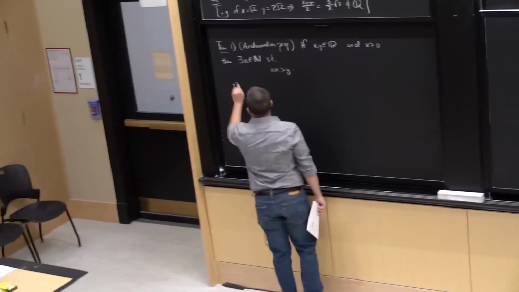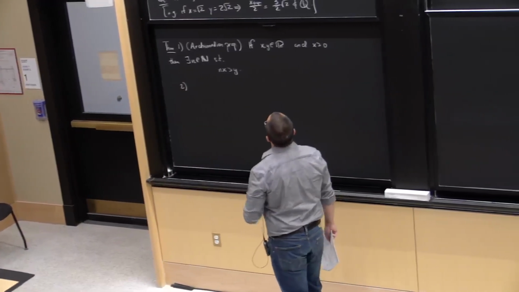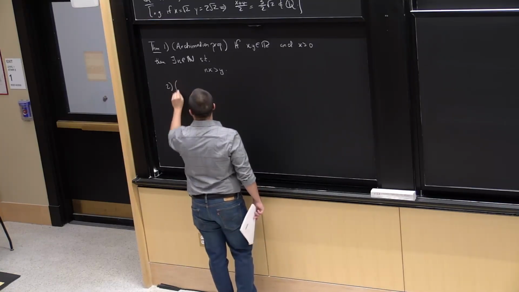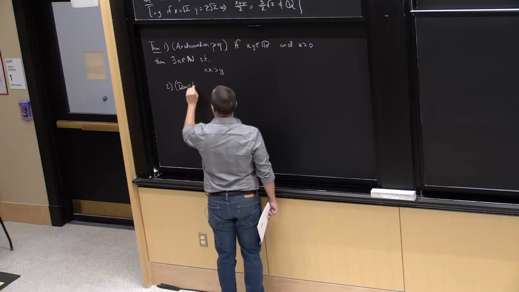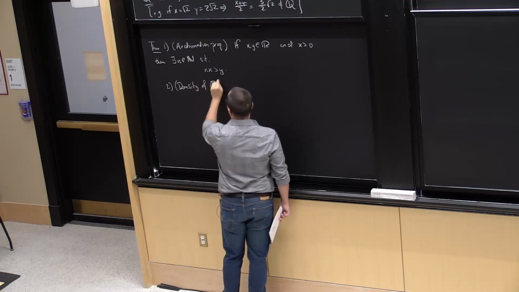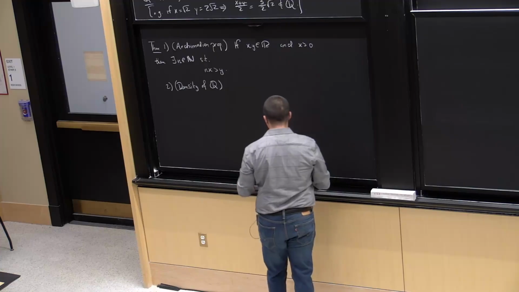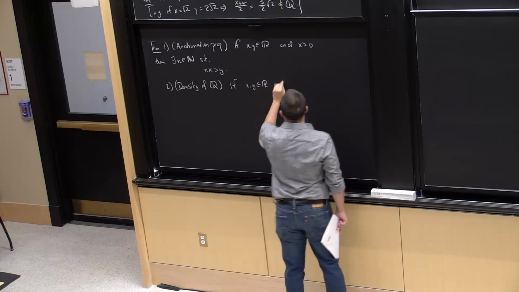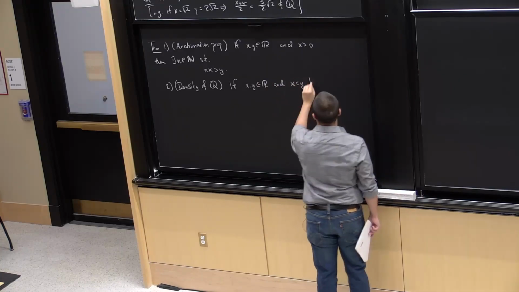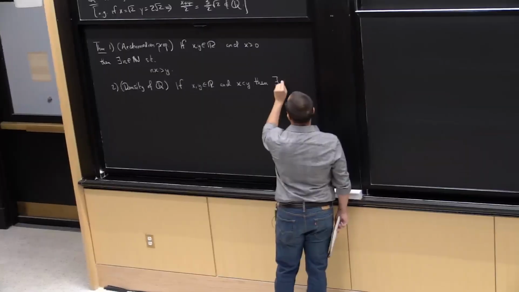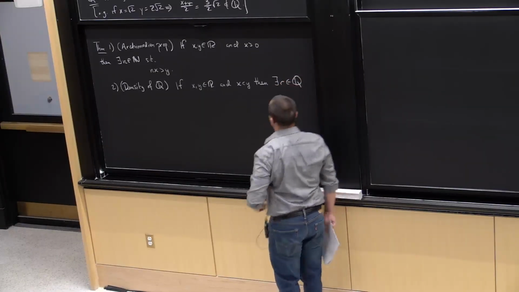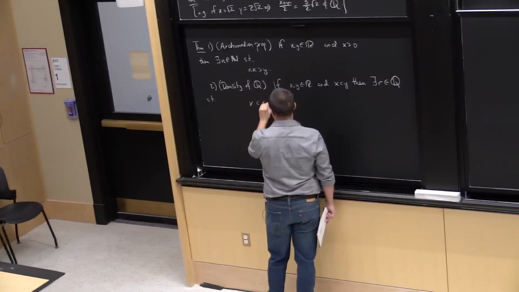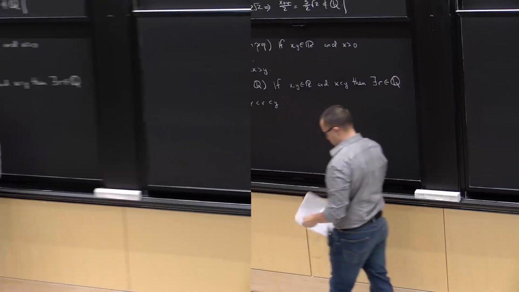Okay, and then the second part of this theorem is the statement that the rationals are dense, that the answer to this question is yes. So this usually goes by the name of the density of the rationals. It states that if x and y are in R, and x is less than y, then there exists a rational number little r such that x is less than r is less than y.